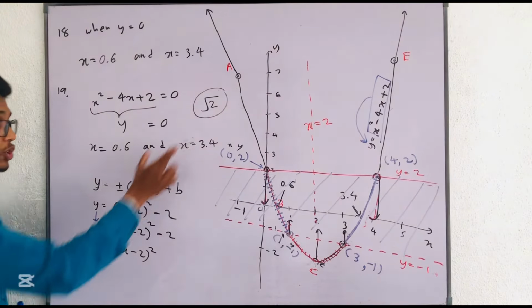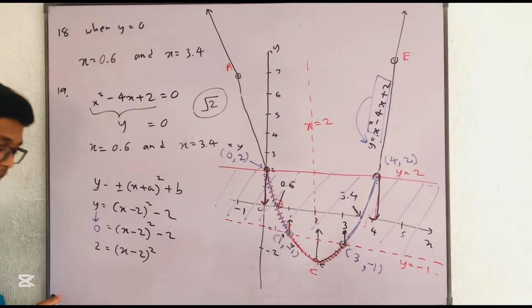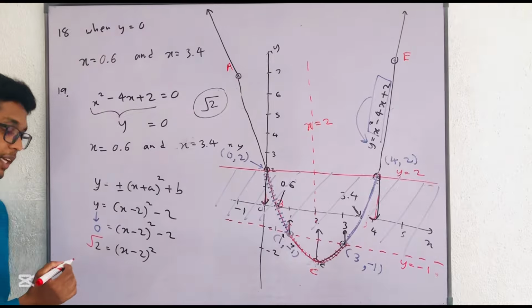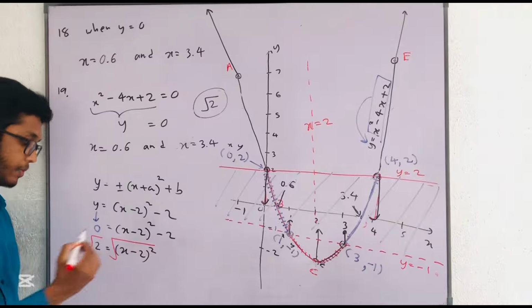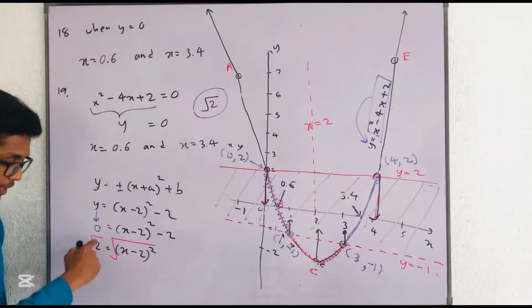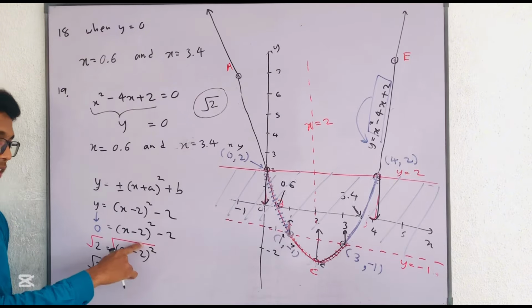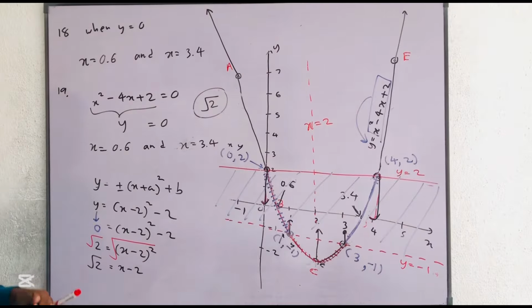I need the value for square root of 2. So for that I have to put square root on the left hand side of this equation. When I put square root on the left hand side, I must put square root on the right hand side also. Then what happens? Here we have square root 2 on the left hand side, and on the right hand side the square and square root get cancelled and we get x minus 2.